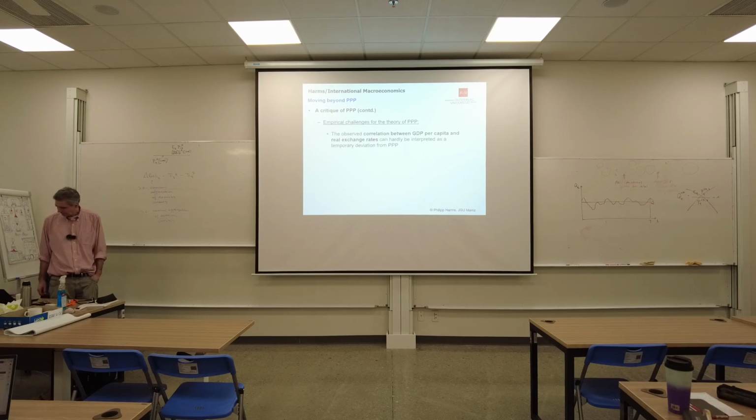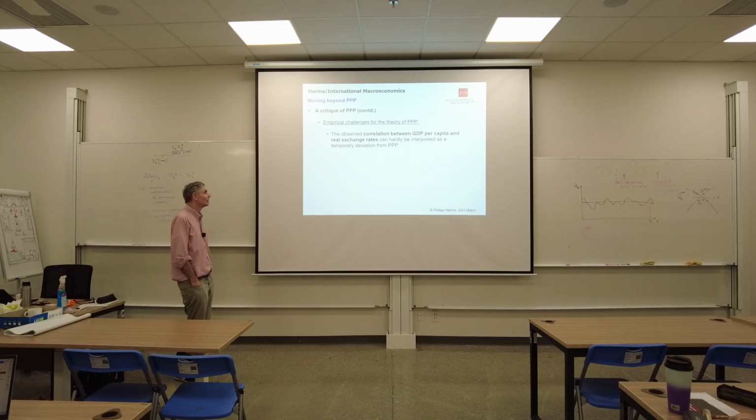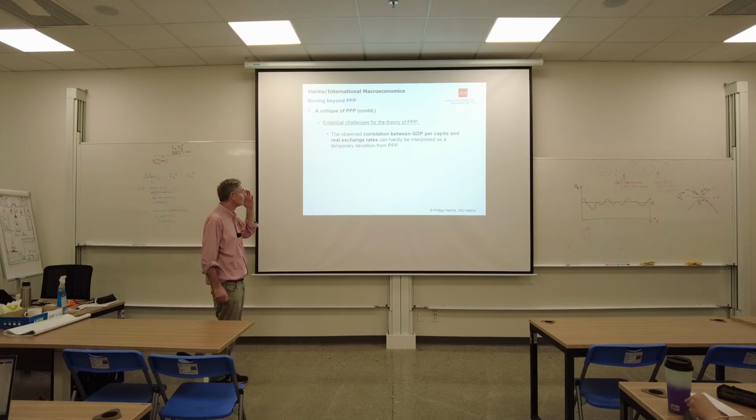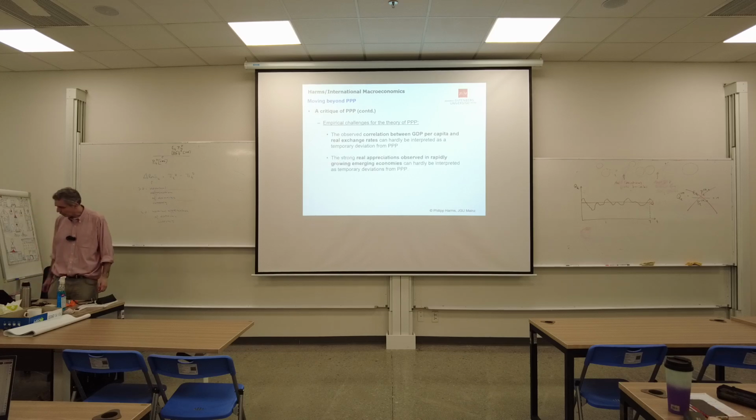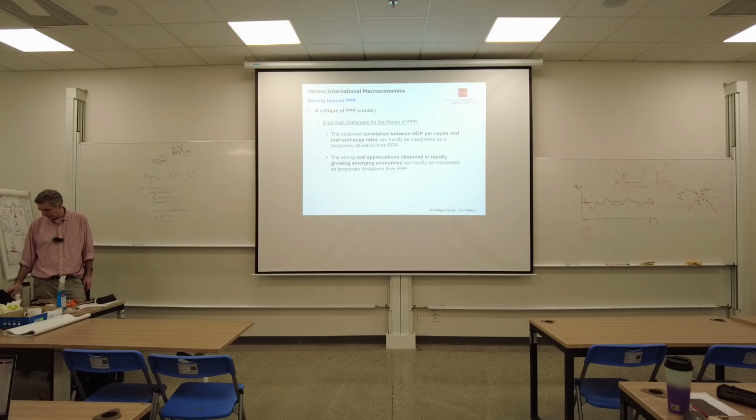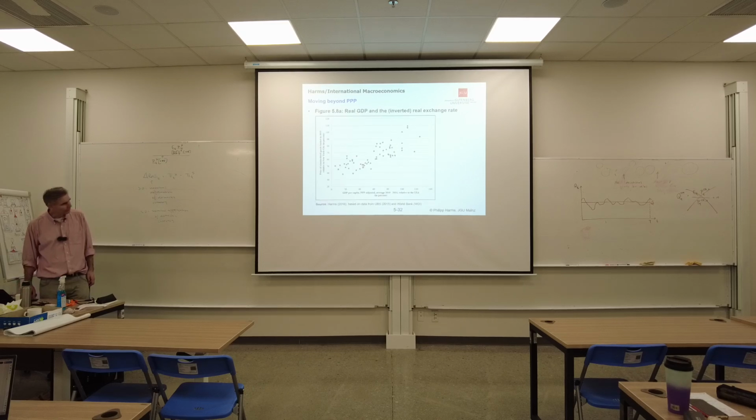Now, what are the empirical challenges for the theory of PPP? So far I've just said some conceptual critique. First point: the observed correlation between GDP per capita and the real exchange rates can hardly be interpreted as a temporary deviation from PPP. I'll show you some pictures to illustrate that. Secondly, the strong real appreciations observed in rapidly growing emerging economies can hardly be interpreted as temporary deviations from PPP. So here's the first thing.